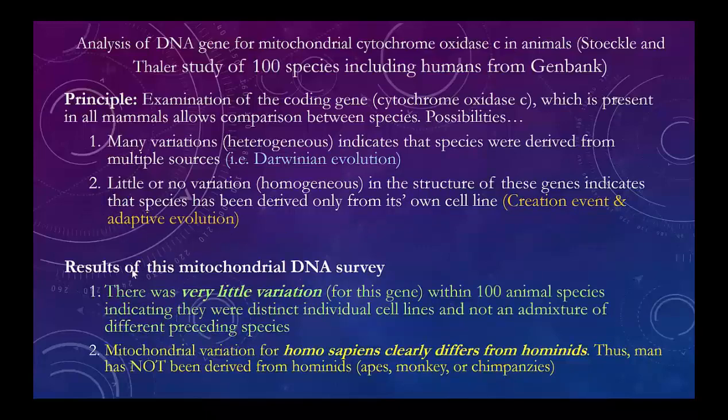So here's the results of the survey. The mitochondrial DNA survey revealed that there's very little variation for this gene in 100 animal species, indicating that they were a distinct cell line and not an admixture, not a mixture of different preceding species. So it's in direct conflict with the Darwinian idea of evolution. Now, the mitochondrial variation between human beings is clearly different from the hominids. So this means that man has not been derived from the hominids, apes, monkeys, and chimpanzees, as so commonly presented on the charts of evolution.